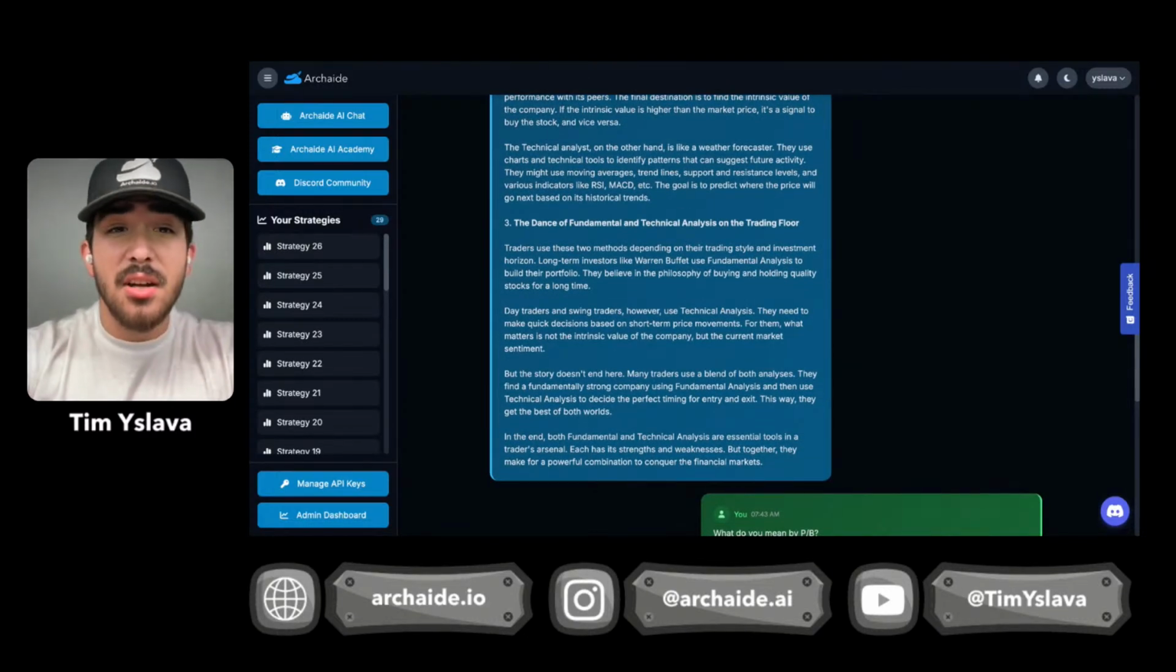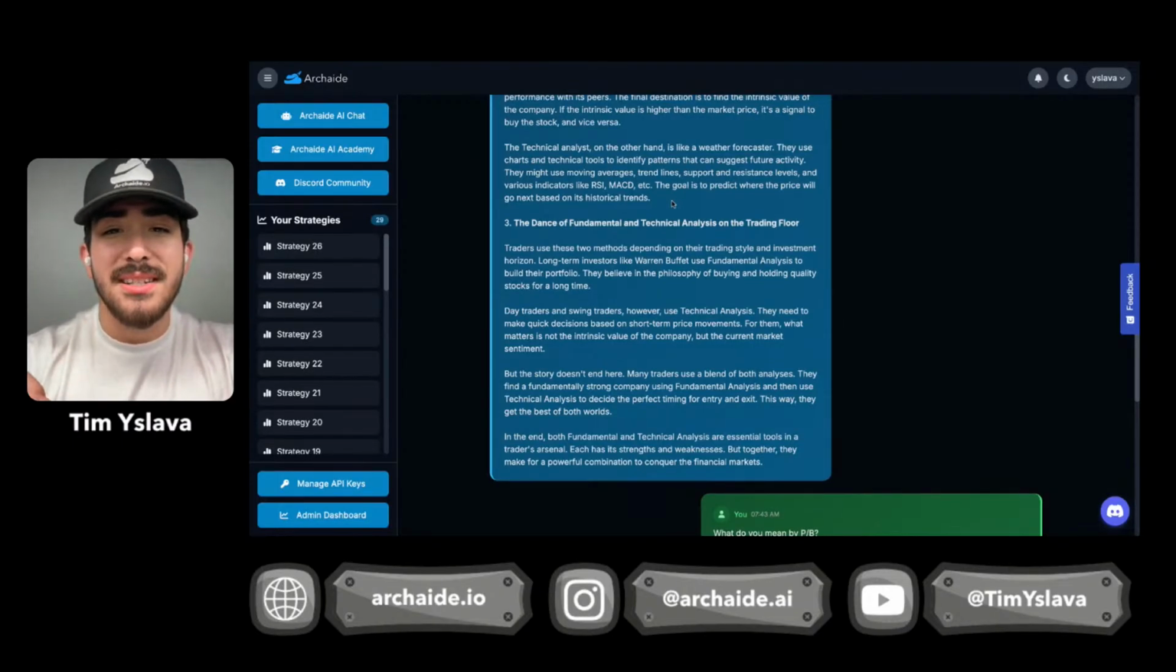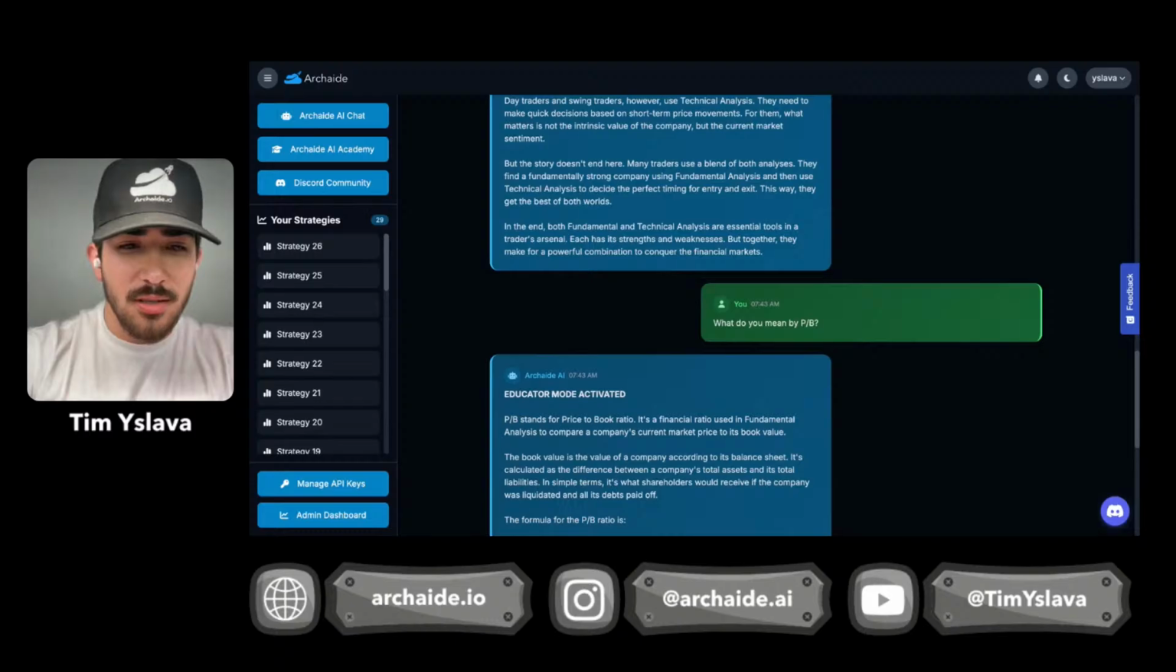They use charts and technical tools to identify patterns that can suggest future activity. They might use moving averages, trend lines, support and resistance levels, and various indicators like RSI, MACD, etc. The goal is to predict where the price will go based on historical trends. So hopefully that answers that question.